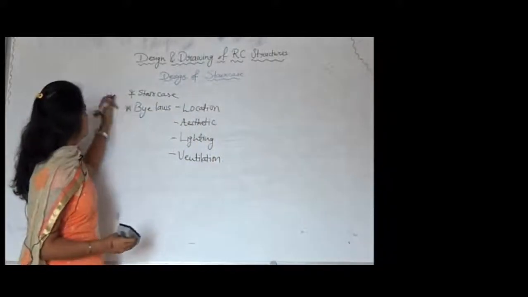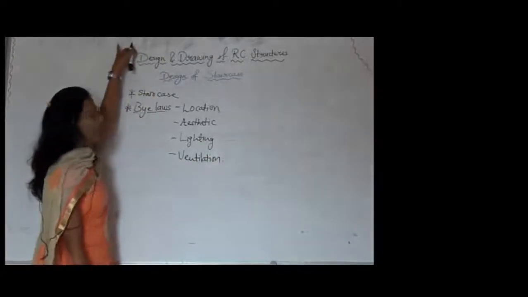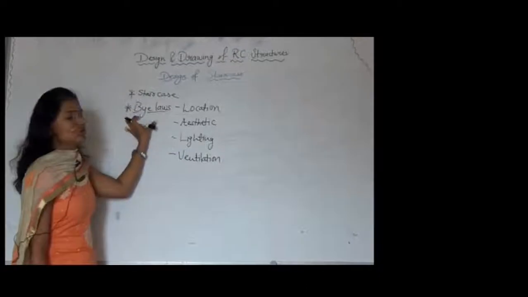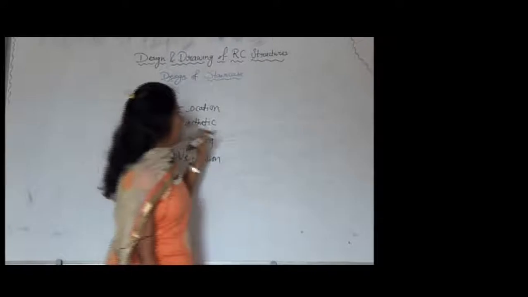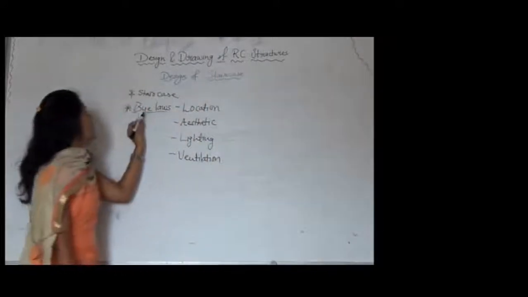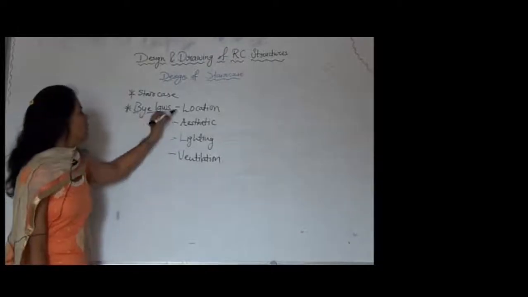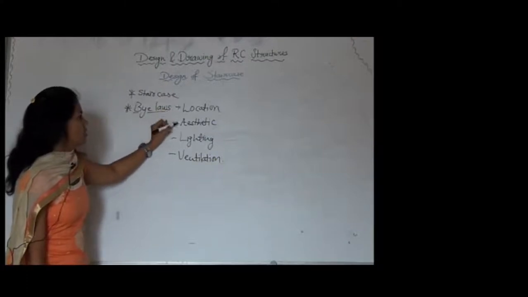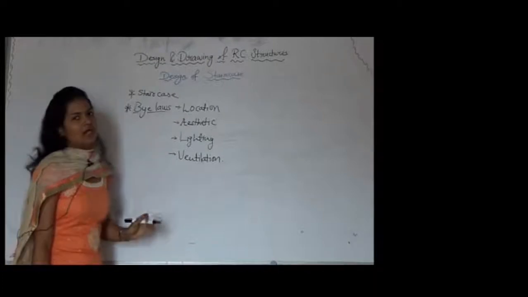Now under this we will see what are the bylaws. Yes, we are going to deal mainly with design and drawing of staircase, but before going for the design we should actually know about its bylaws, its planning, because before the designing part, the main thing that comes to our mind is, depending upon the type of building, the type of structure, how we have to provide the staircase depending upon these points, that is location, aesthetic, lighting and ventilation. So first we will start with the location.